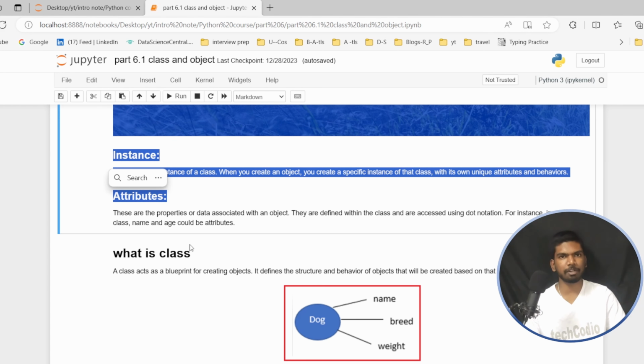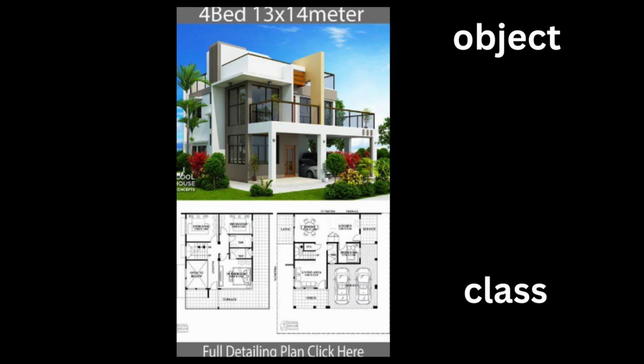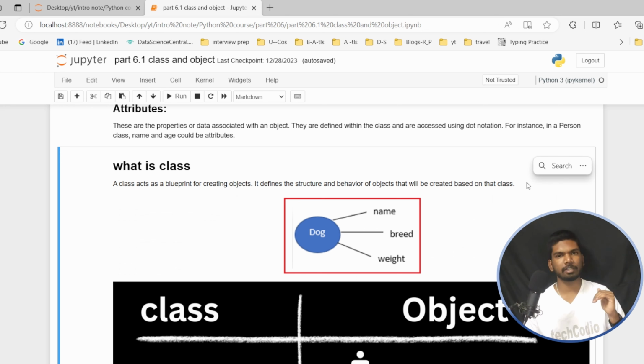Now let's see the definition of a class. A class acts as a blueprint for creating objects. It defines the structure and behavior of that object will be created based on that class. So guys, I want to explain this class concept with an example. For example, I want to build a house. In order to build a house, I need to make a blueprint or a planning of that house. So the blueprint of a building is known as class and the original building is known as the object, right?